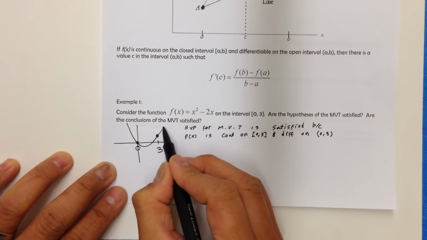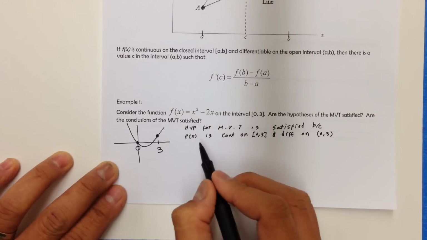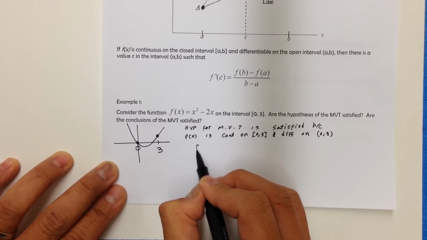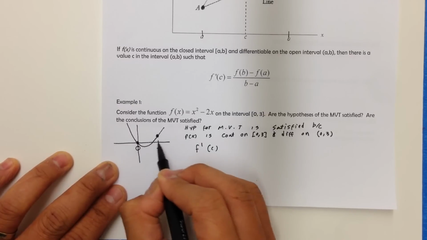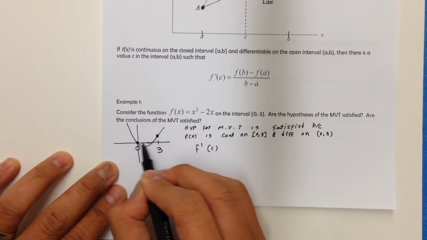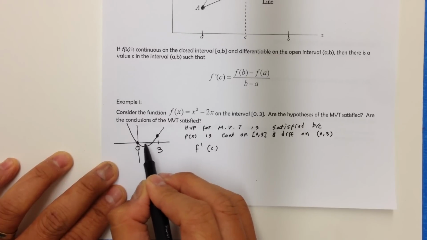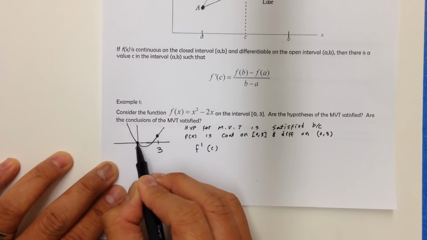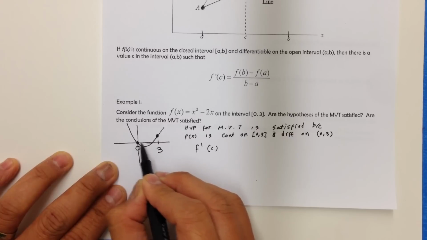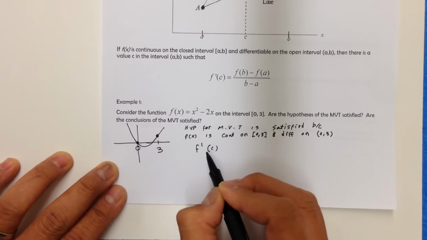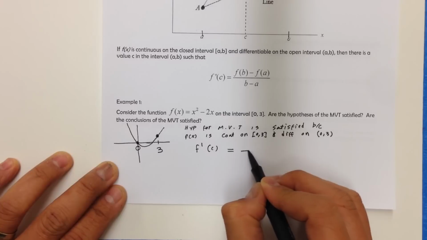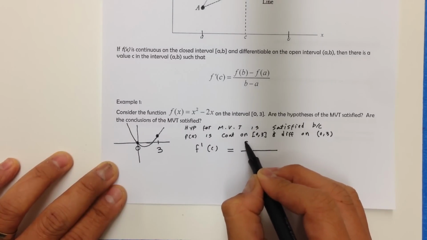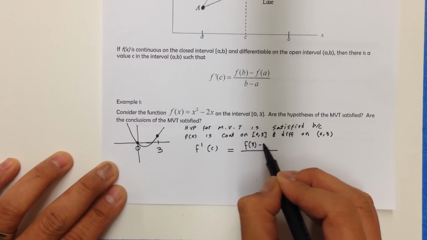Is the conclusion satisfied? The conclusion is this: there will be some c between 0 and 3. There won't be two c's, but there will be one c between 0 and 3 such that the derivative at that point is equal to the value of the slope of the secant line. And remember, the secant line is this.